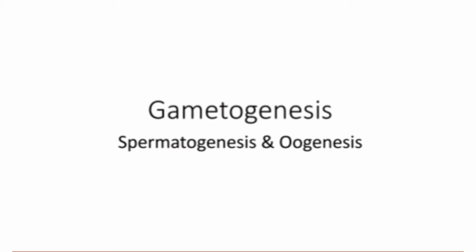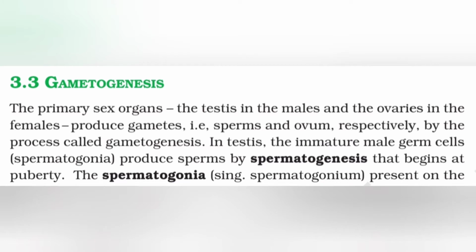Good morning, students. Today we will move ahead in Chapter 3, Human Reproduction, with the topic Gametogenesis. It includes spermatogenesis and oogenesis. What is meant by gametogenesis? First of all, try to break the terms gamete and genesis. Gamete is the cell that is involved in sexual reproduction, and genesis means to produce. Spermatogenesis is the production of sperm, and oogenesis is the production of ovum.